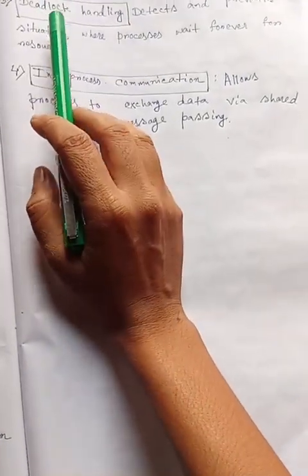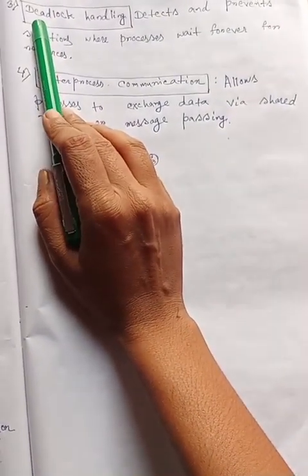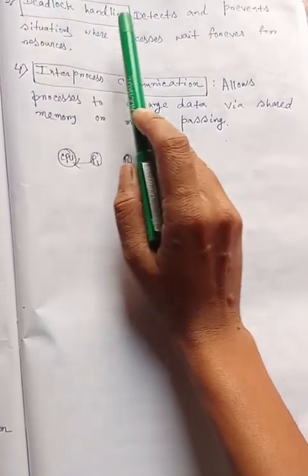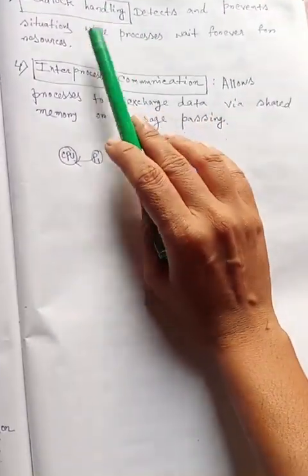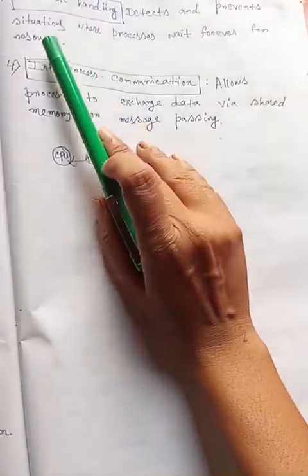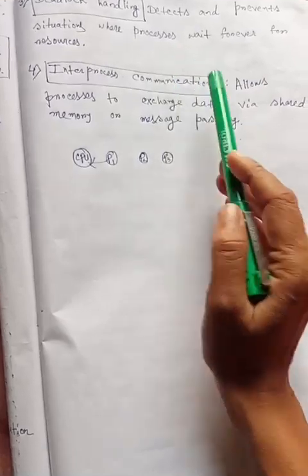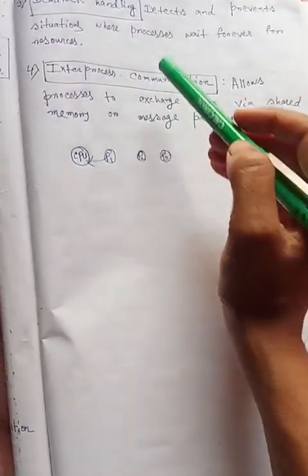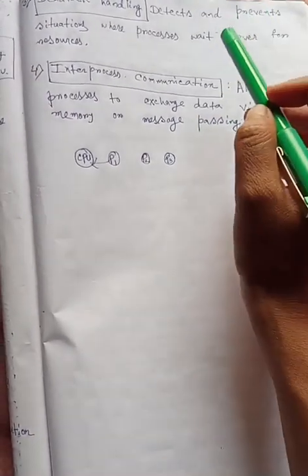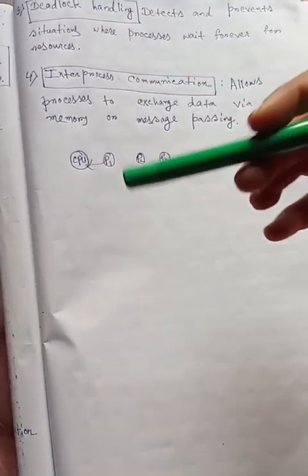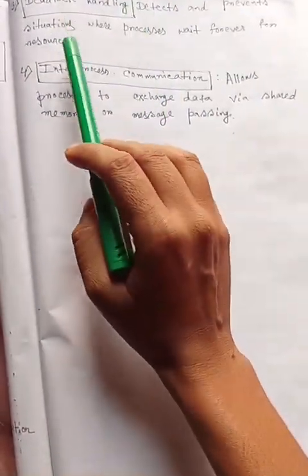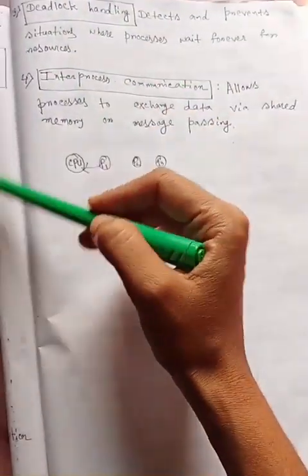Next we have deadlock handling. It is also another important aspect we will know vividly in our later lectures. It detects and prevents situations where processes wait forever for resources. Deadlock is nothing but a condition where maybe one process is utilizing the CPU the entire time and another process is waiting forever for its resources. It is never getting the CPU or the input output resources it requires. So that is the deadlock condition, and to handle deadlock, the operating system detects and prevents these types of situations.